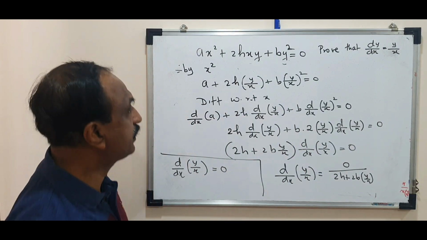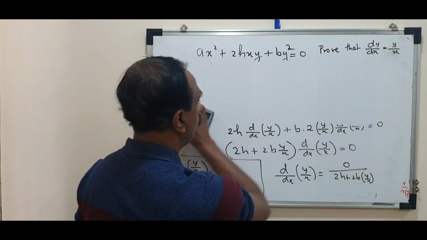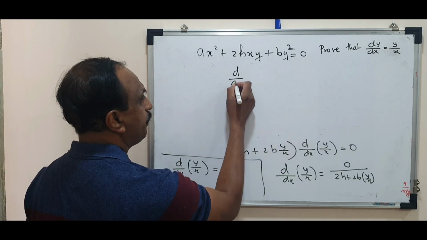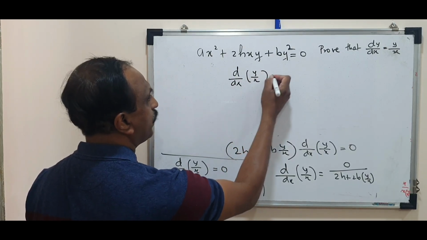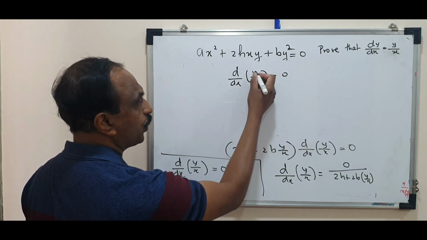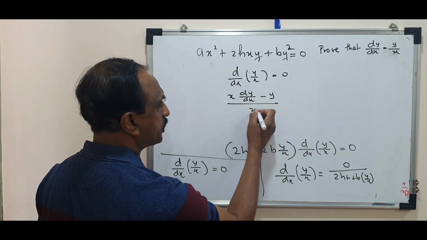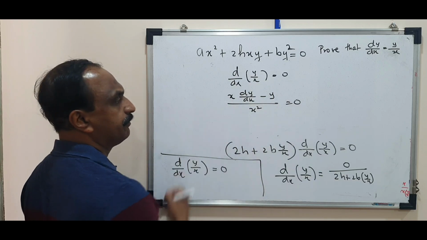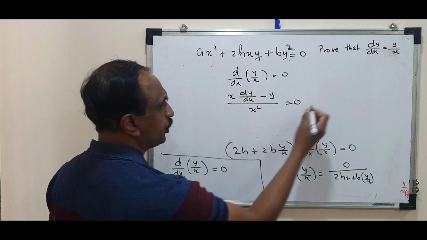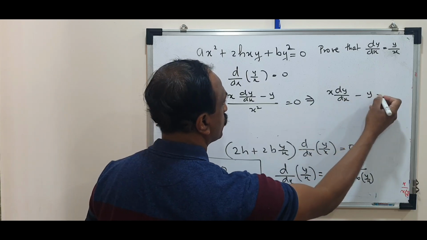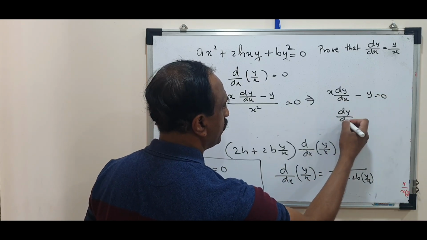Now if I differentiate this y by x, what will I get? Let me start that. d by dx of y by x equal to 0. Product division rule, quotient rule. X into derivative of y minus y upon x square equal to 0. U by v method. Now cross multiply. You will notice that x dy by dx minus y equal to 0. So dy by dx will be y by x.